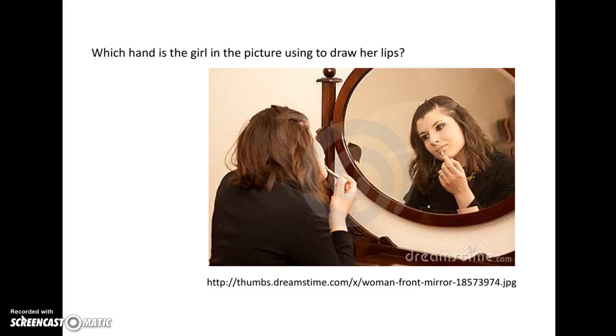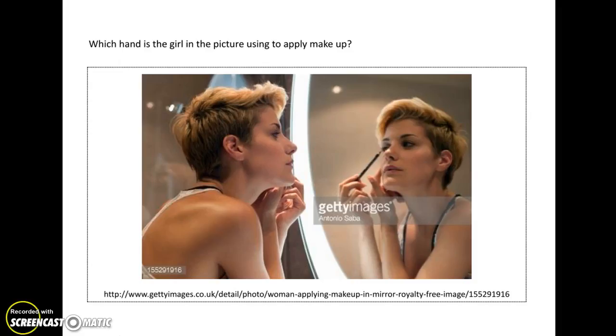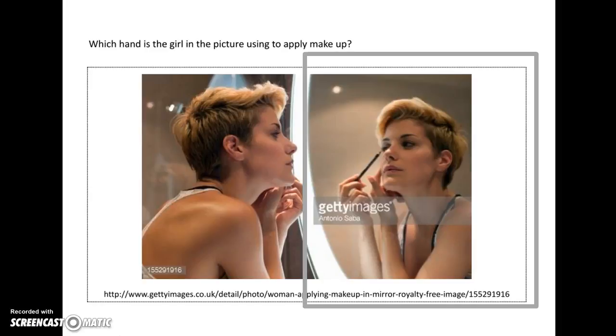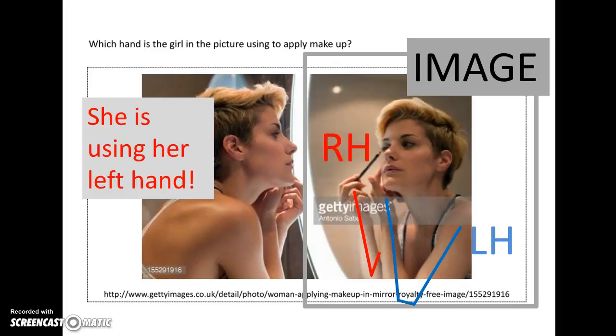In this question, we can easily see that she is using her right hand. For this question, it is more difficult to see which hand she is using. So we look at the image, and then we can see this is her left hand, this is her right hand in the image. In this way, we may know she is using her left hand.